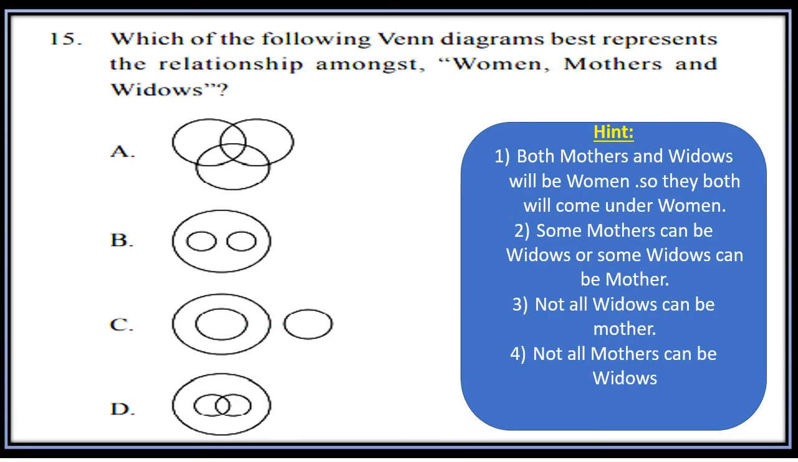Which of the following Venn diagrams best represents the relationship amongst women, mothers and widows? Now see the hint. Both mothers and widows will be women, so they both will come under women. Second, some mothers can be widows or some widows can be mothers. Third, not all widows can be mothers. Fourth, not all mothers can be widows. Now it will be easy for you to choose the answer.